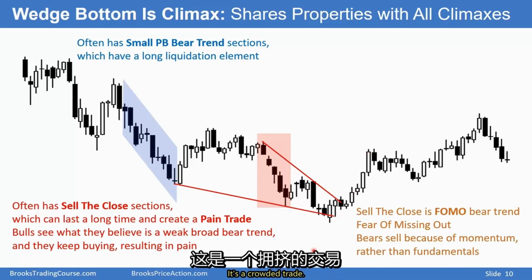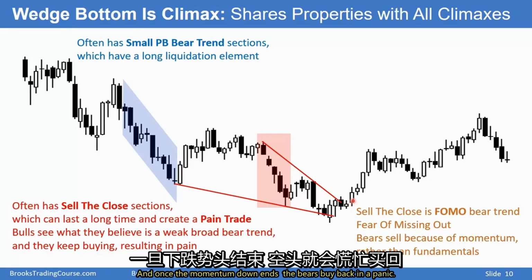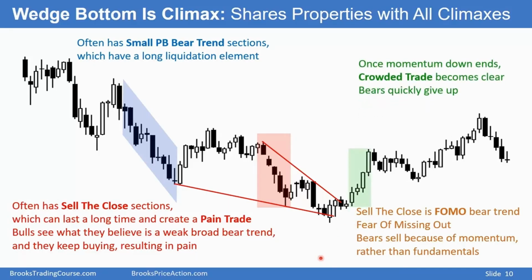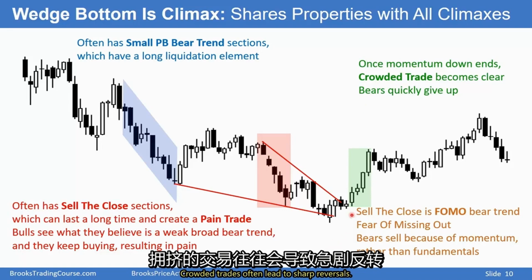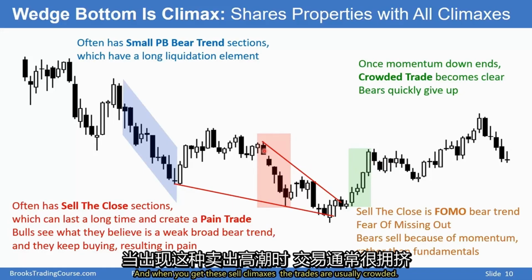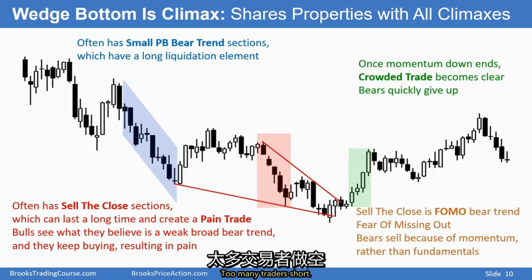It's a crowded trade. Too many traders short. And once the momentum down ends, the bears buy back in a panic. Crowded trades often lead to sharp reversals. The bears give up. And when you get these sell climaxes, the trades are usually crowded. Too many traders short.